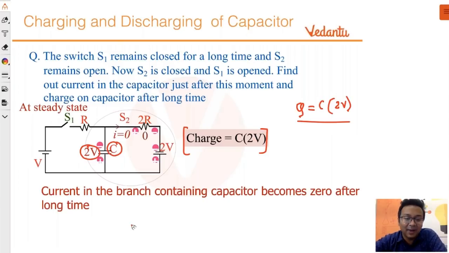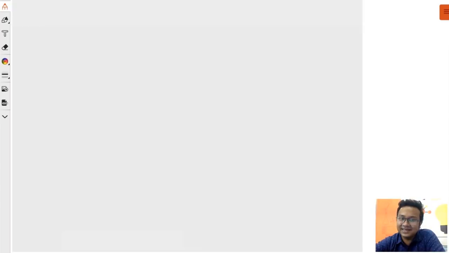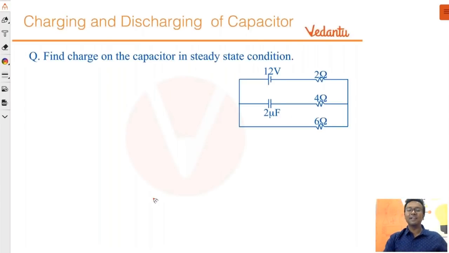All right. Now, we'll take up another problem, a very simple one. The basic idea is the same for all these questions. Again, it's on a very simple concept that we have just studied in today's session, students. You see this? This is a battery here, a 2 ohm resistor, 4 ohm resistor, 6 ohm resistor. They are all connected here, and we have got a capacitor as well, that is 2 microfarad. We need to find out the charge on the capacitor in a steady state condition. Steady state condition means that it has been charged for a very long time, so it's like fully charged.